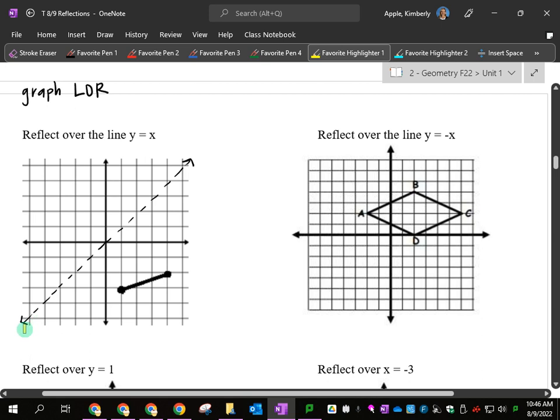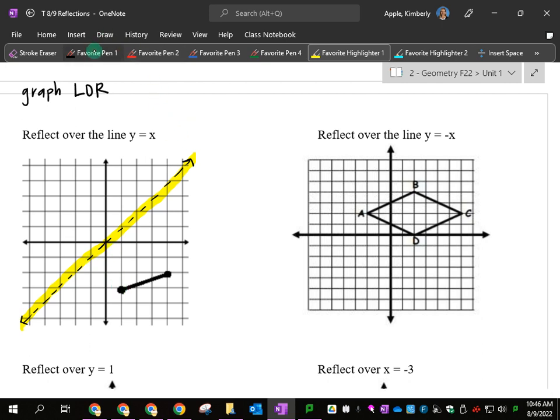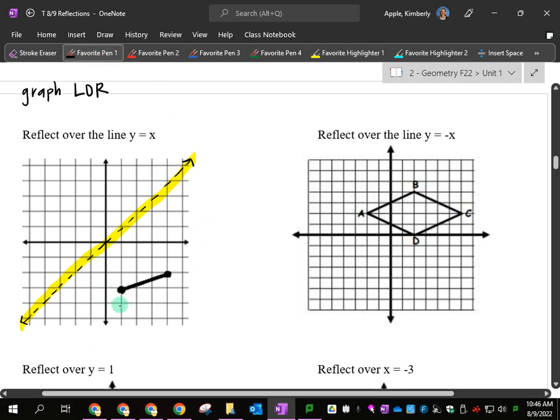I like to highlight mine. You don't have to, but I like to make sure that my brain's paying attention when it needs to. Okay, so normally I could just count to the line of reflection, but this time I can't. Everything is diagonal, so there are not nice blocks. So I'm going to have to rely on the rule. So let's call this guy A and this guy B.